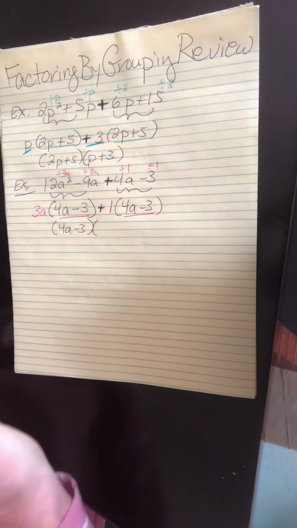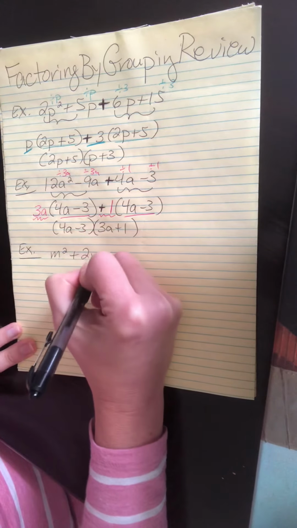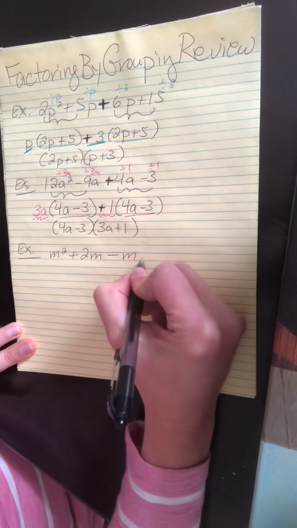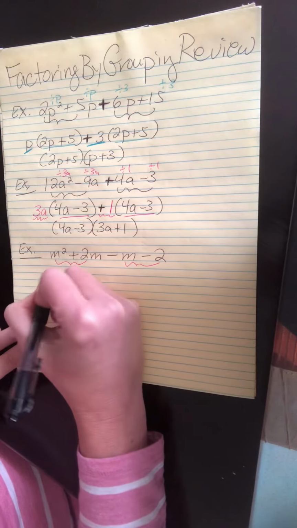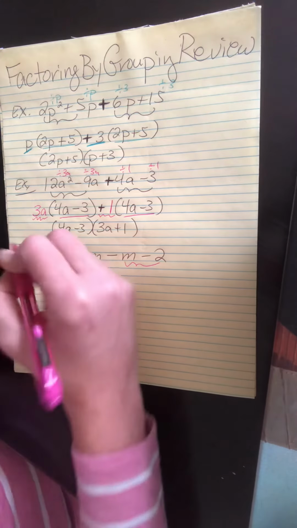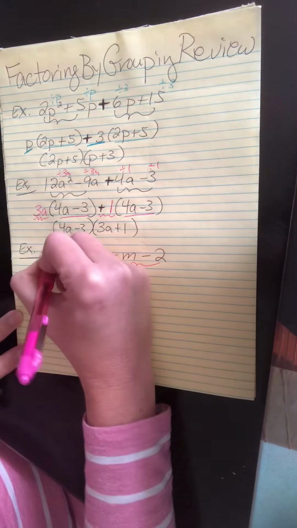The next one is m squared plus 2m minus m minus 2. So we're grouping together the first two and the last two. Out of the first two, I can take out an m. So we'll divide by m. And that will leave me with m plus 2. Then here's a minus, so I write down a minus. M and 2, the only thing they have in common is a 1.